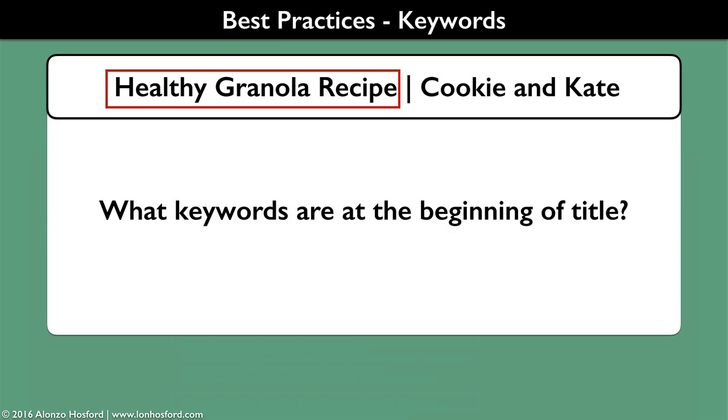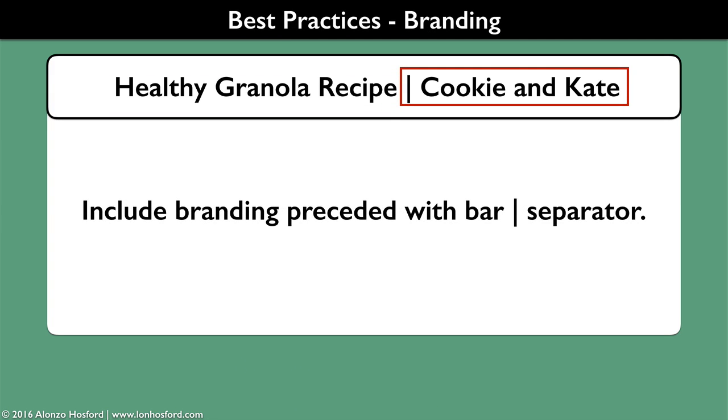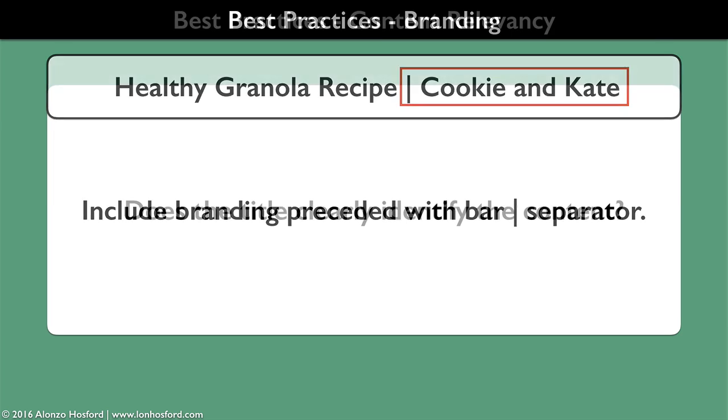The document title should be thought of in two parts. To the left, at the beginning, are the keywords that you are targeting for the search engine. These keywords should also be in the web page's content. On the right of the title, you can include your branding. This is usually your website name or domain name. Use a bar to separate this from the keyword part of the title.